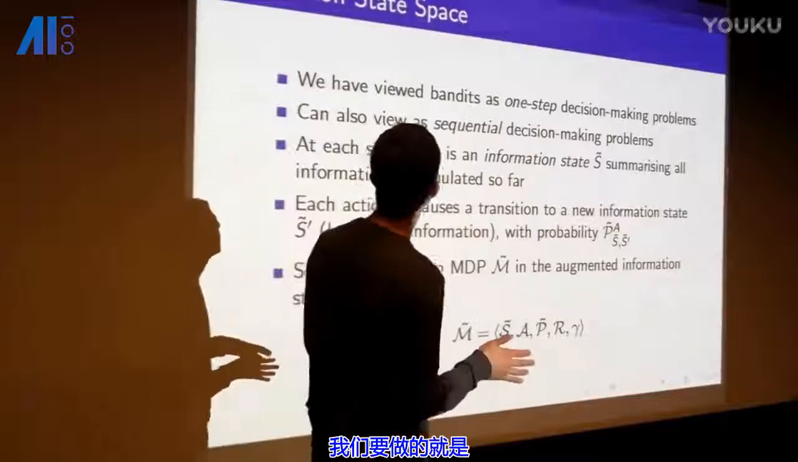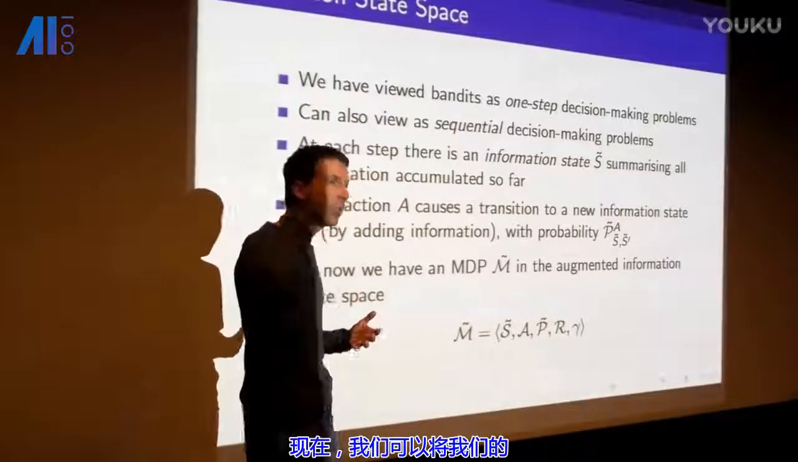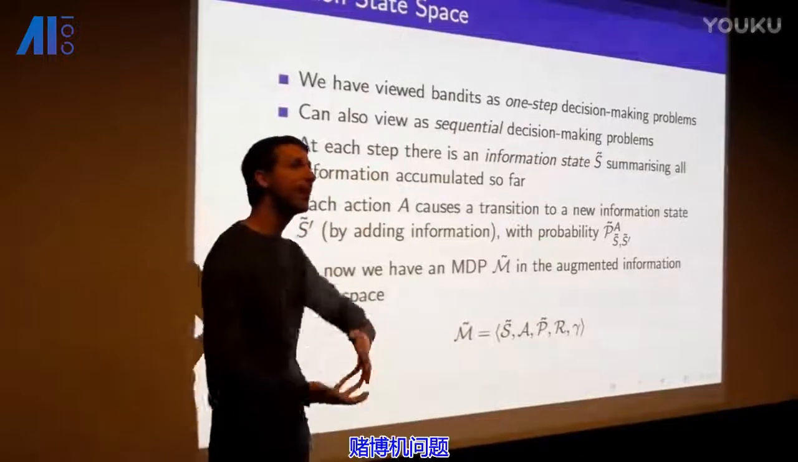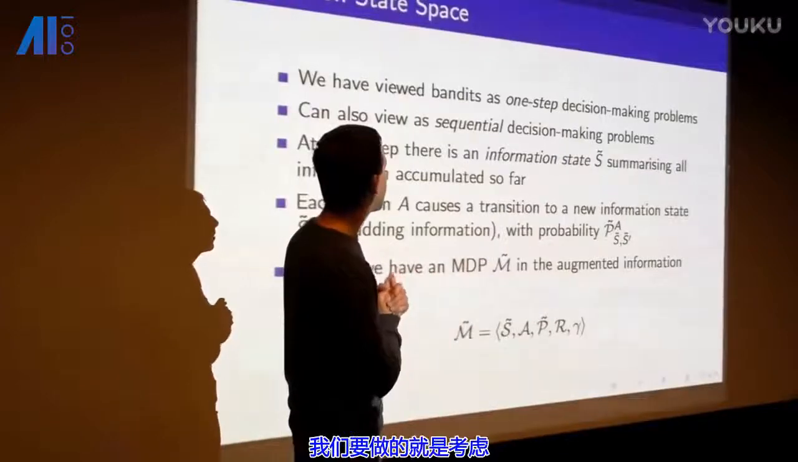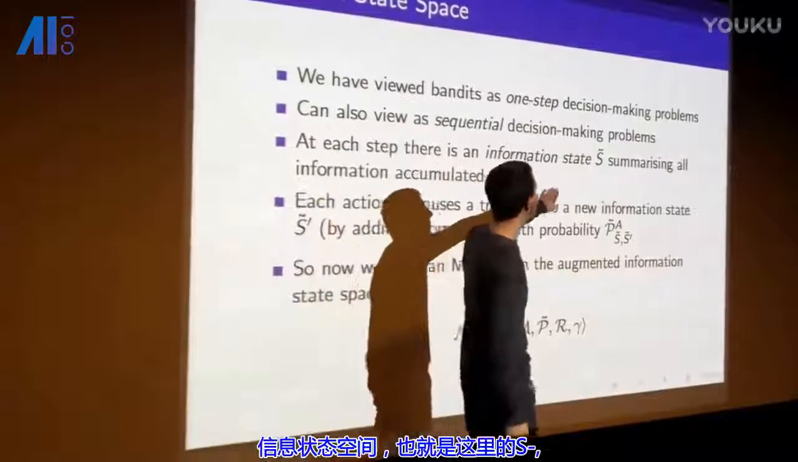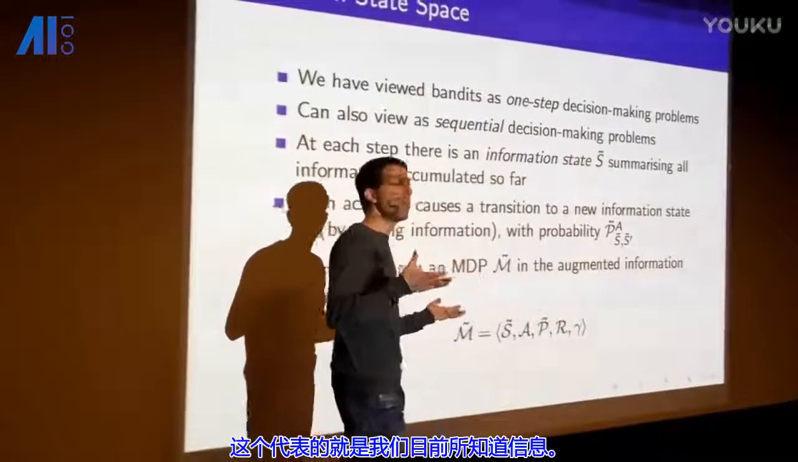The way we can do this is to think of an information state space. We're going to transform our bandit problem back into an MDP, a sequential decision-making problem. And the way we're going to do this is we're going to think about an information state, this S tilde here. It's going to be what we know so far.